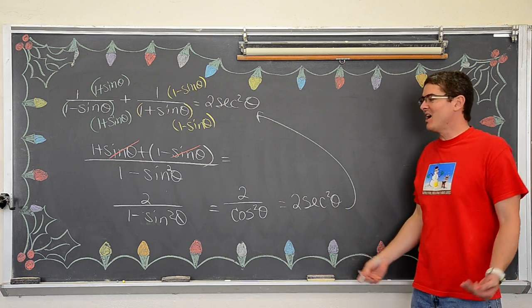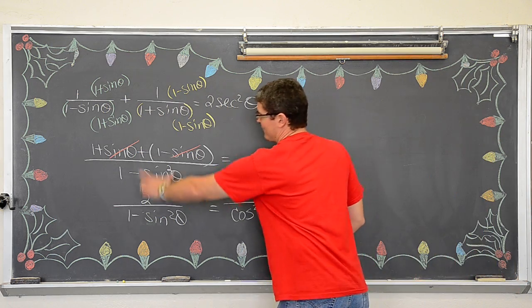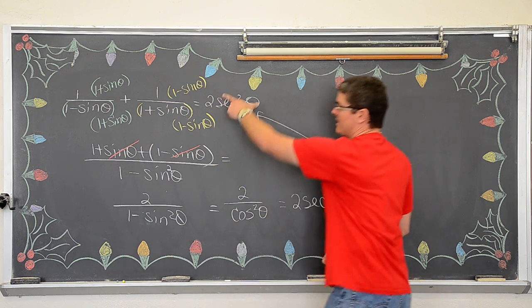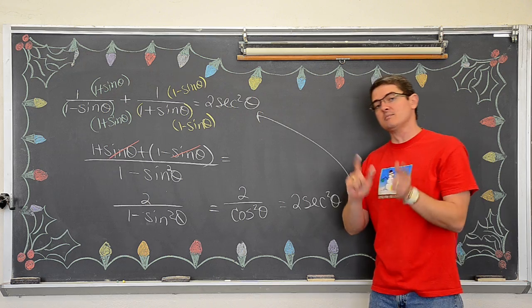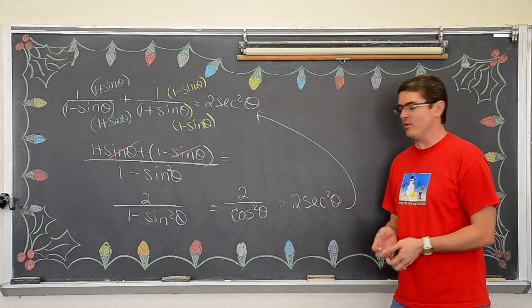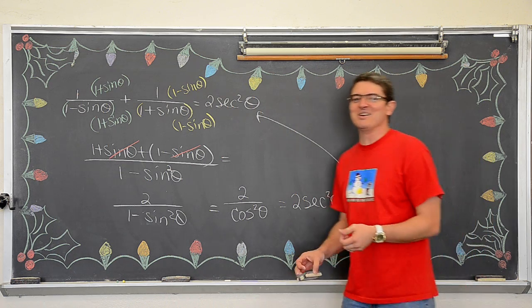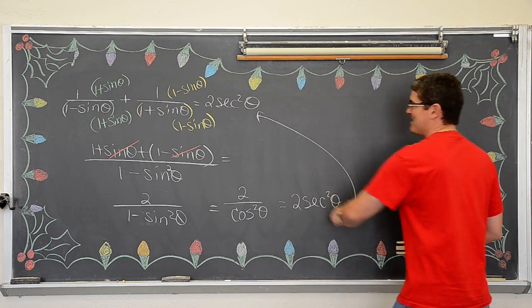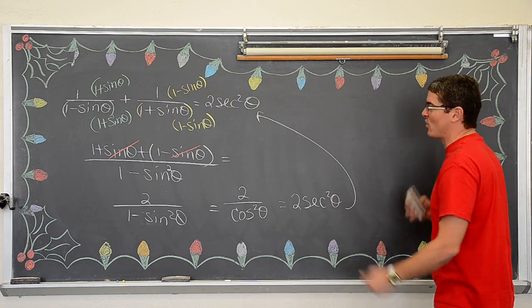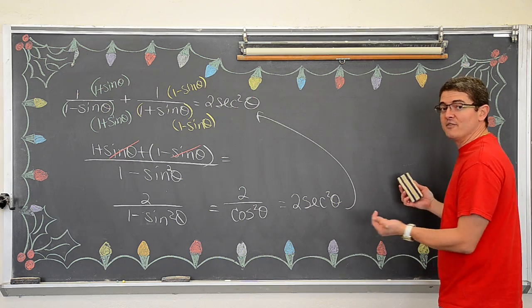I'm done. Alright, so please, if you've got a full sheet of paper, do your proofs so that you keep the left and right hand side going down in columns. This horizontal work like this is not good when you have a full sheet of paper and you'd like to make it a little bit easier on your math teacher to grade. Alright, so 2 secant squared does equal 2 secant squared. We have this proof done, or this identity verified.